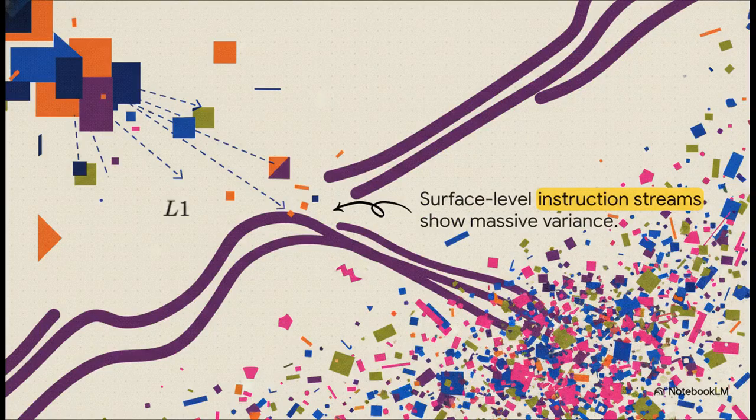And the data completely backs this up. When researchers took the exact same SHA-256 compression function source code and compiled it using both GCC and Clang, the surface-level instructions showed massive variance. We're looking at a stream edge distance, or L1, of 0.2267. So to a standard static analyzer just trying to read the text, these highly divergent execution rhythms look like completely different programs. The noise is basically overwhelming the signal.